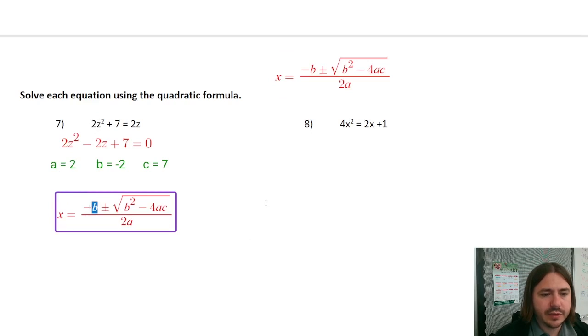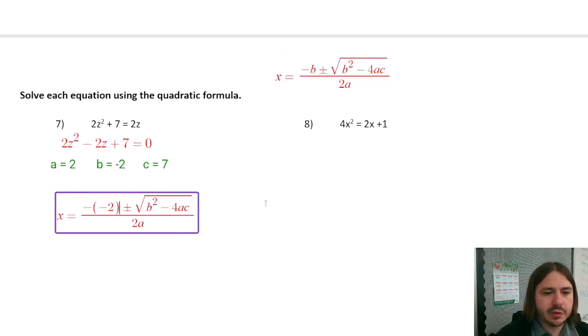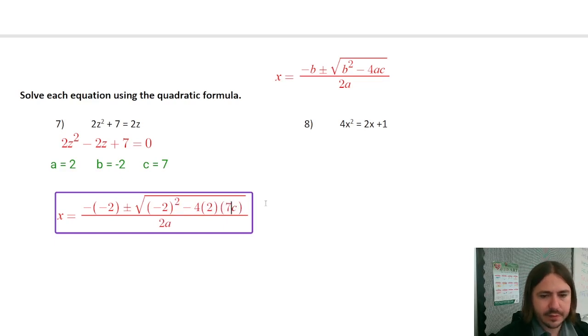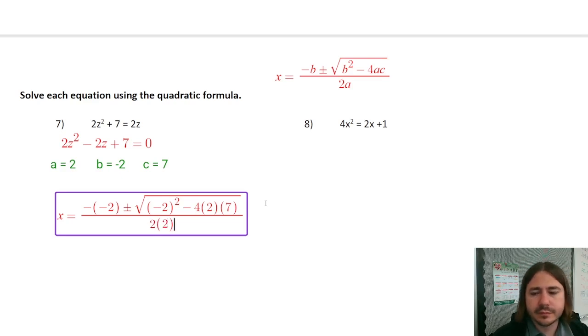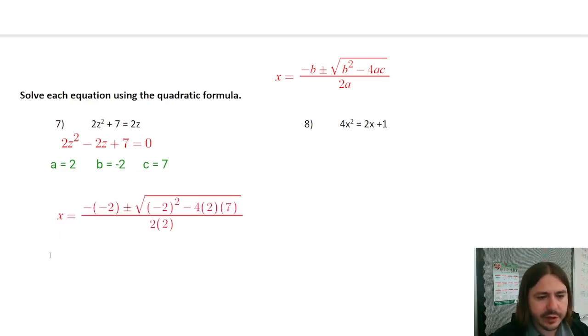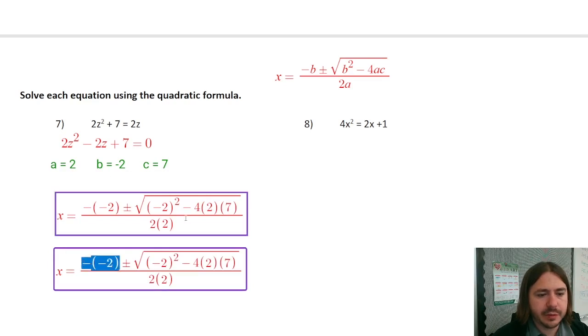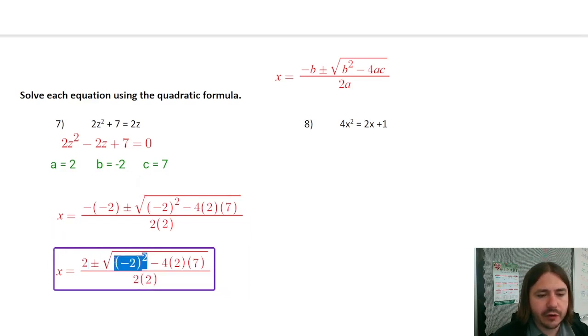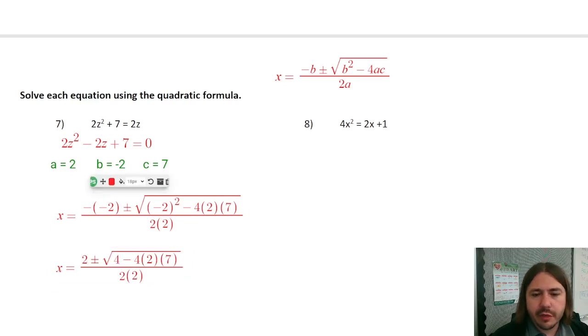So x equals negative negative 2 plus or minus the square root of negative 2 squared minus 4 times 2 times 7, over 2 times 2. And now we need to simplify. So negative negative 2 is just going to be positive 2. Negative 2 squared is 4. We're going to get another complex solution here, I believe. Another one that has i.